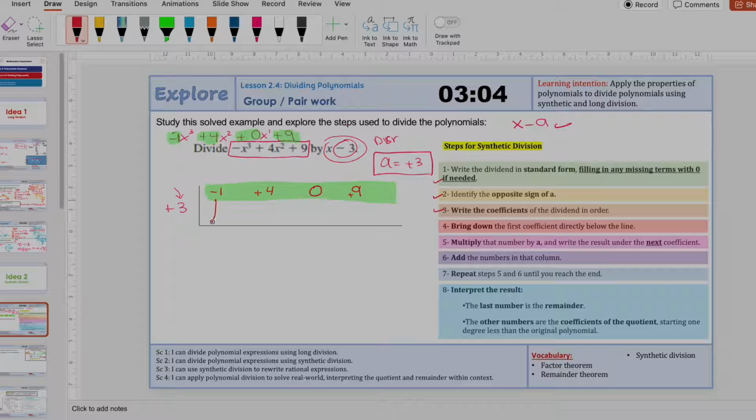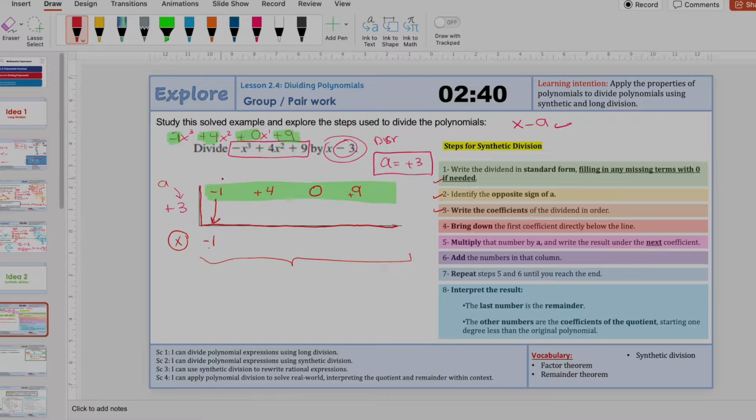First, bring down the negative 1, bring it down under the synthetic division sign. Just bring down directly negative 1, okay? And then whatever you have here, you have to multiply it with your a, always. So since I have the negative 1 down, multiply it with the 3. Negative 1 times 3 is negative 3.